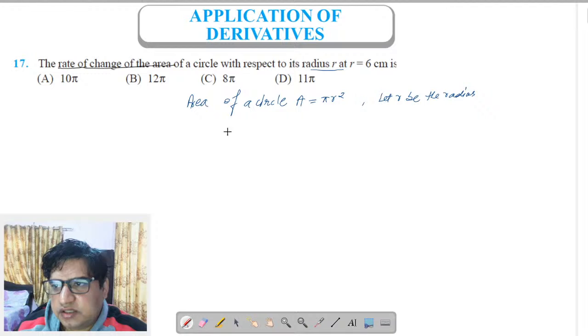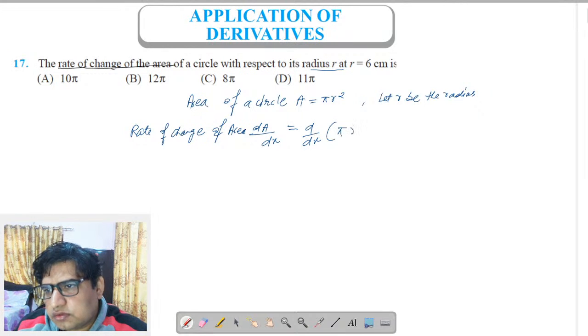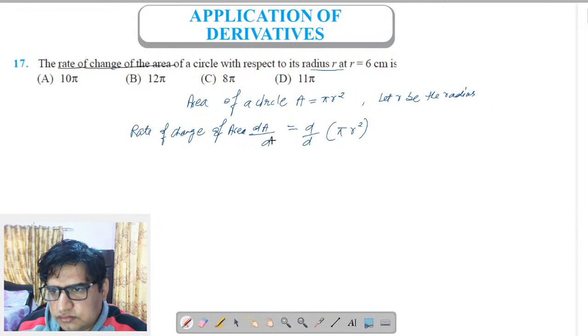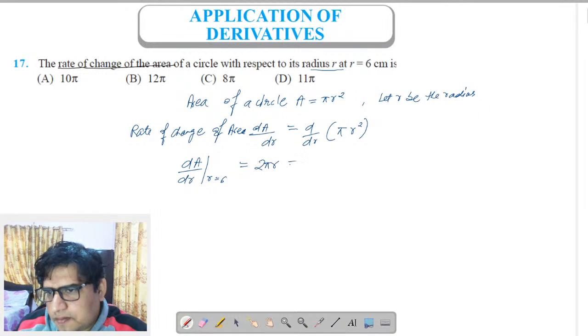Now what do we have to do in this? We were supposed to find dA by dx, okay, so in this you can simply write down the rate of change of area: dA by dx is equal to d by dx of pi r square, and that will not be dA by dx, that will be dA by dr, okay. So dA by dr at r is equal to 6 will be equal to, so pi r square, the differentiation d by dr of pi r square is 2 pi r, and we'll simply substitute the value into it, so that will be 6, so 12 pi is the right answer, okay.